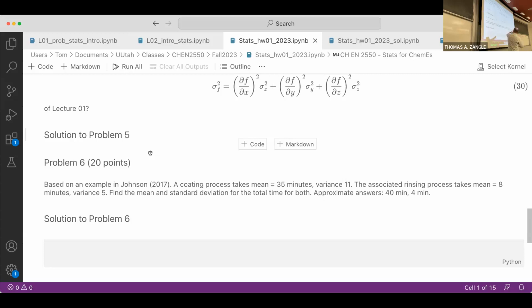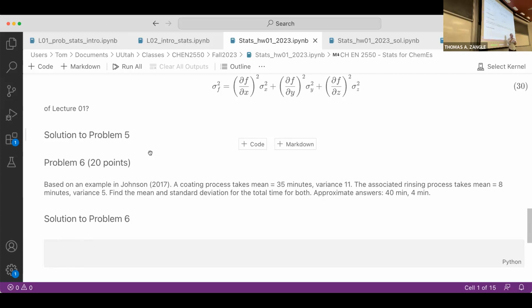And so we have a coding process. We know the mean is 35 minutes, the variance is 11, right? And then we have a rinsing process, mean of 8 minutes, variance of 5. So if I run one trial of coding, then rinsing, how do I find the total time? What I'm interested in now is the total time. How do I find the total time? It's not a trick question.